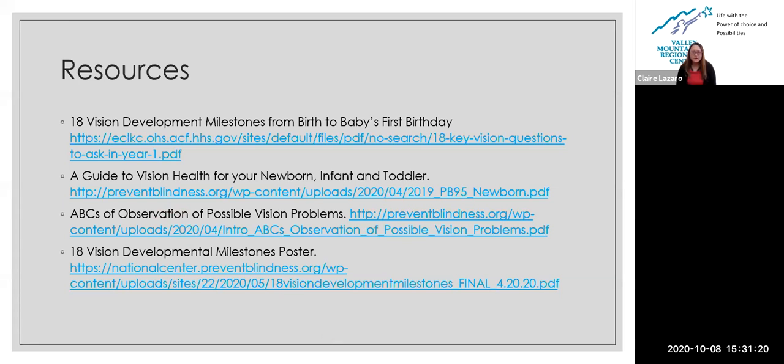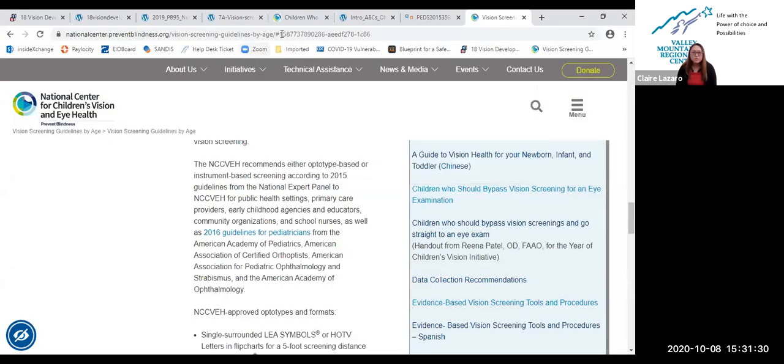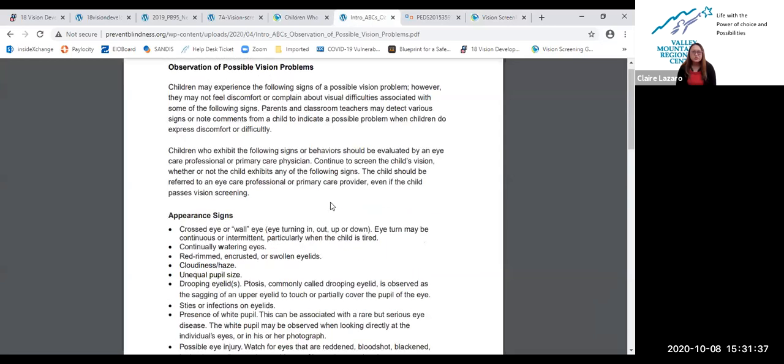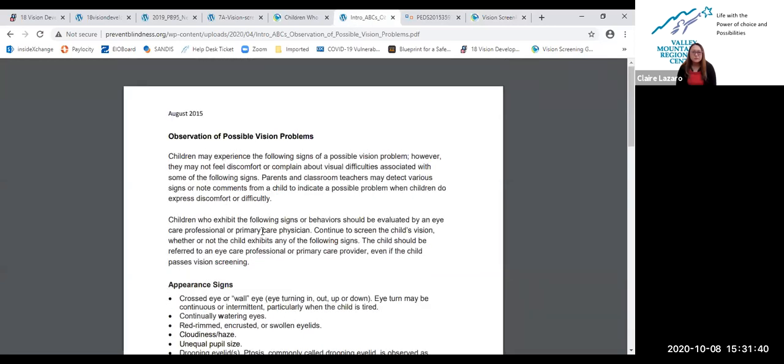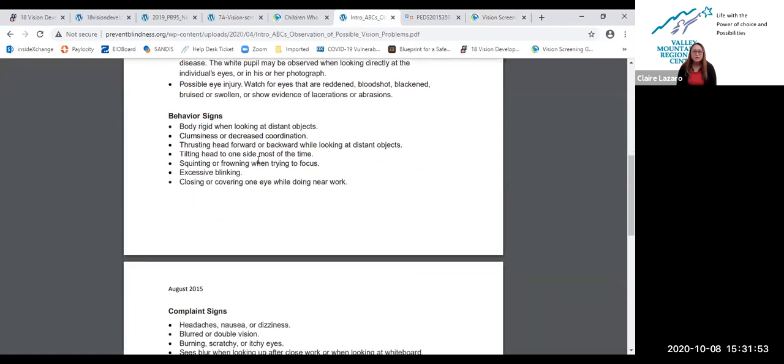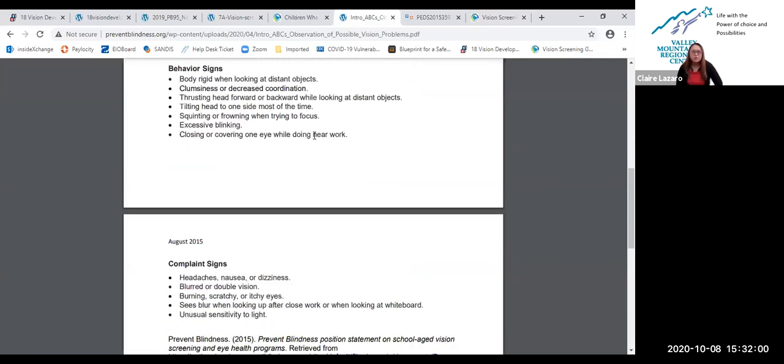So the ABCs, I have it there because for older kids, what they are recommending is the ABCs of observation, which is basically what's in our questionnaires as well, in our vision screening. You want to see the appearance signs, which is what we are looking for already. Is it cross eyes, cloudiness, unequal pupil, droopy eyelids, and then behavior signs as well. Is the child clumsy, tripping on the corner when they walk? Are they looking at an object tilting their head or squinting their eyes?